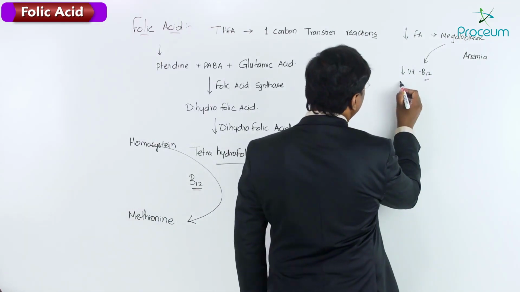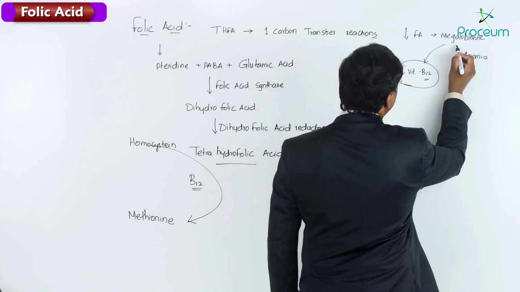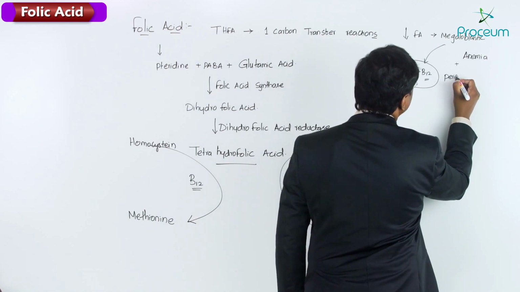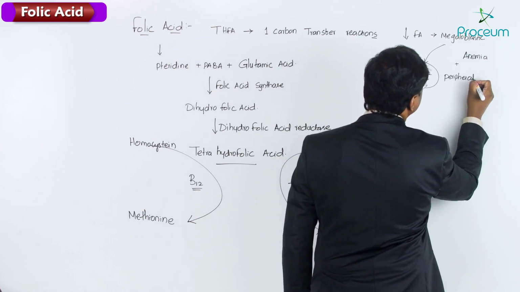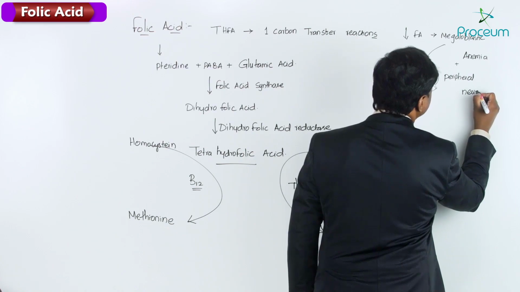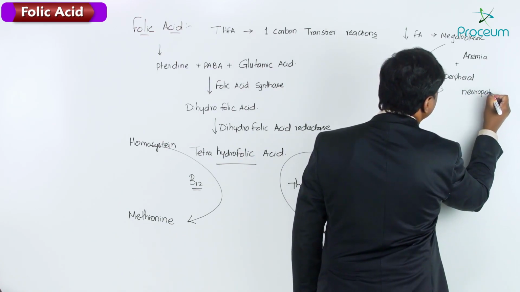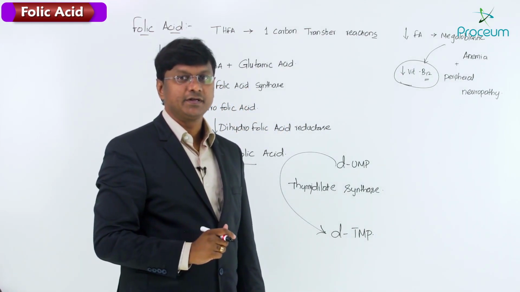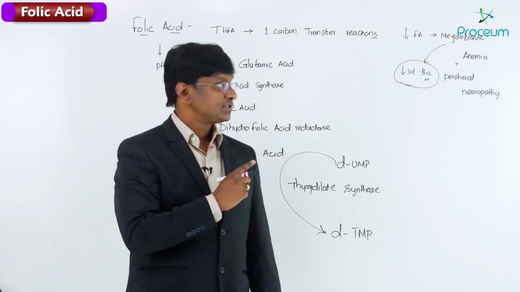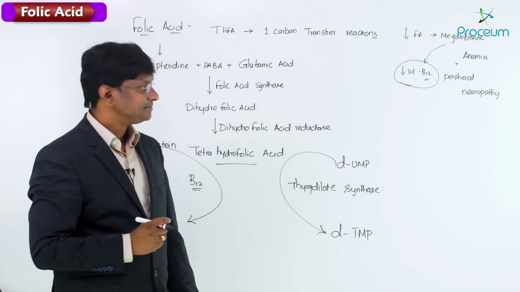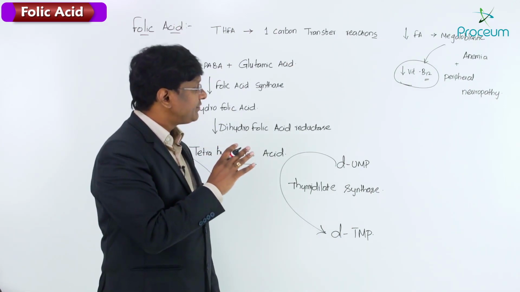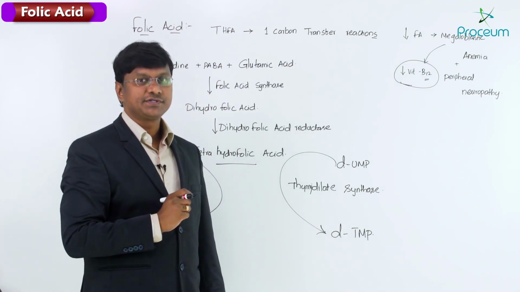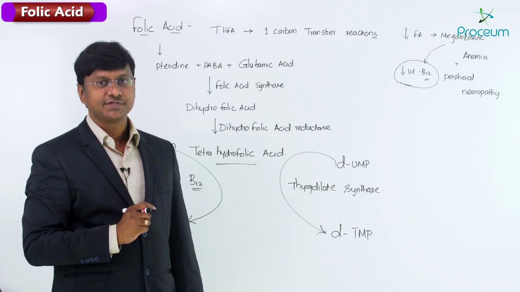In case of vitamin B12 deficiency, along with megaloblastic anemia, these individuals will also develop peripheral neuropathy. Now, by the presence of peripheral neuropathy, you will be able to differentiate whether it is folic acid deficiency or vitamin B12 deficiency.